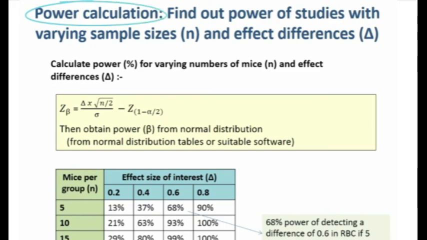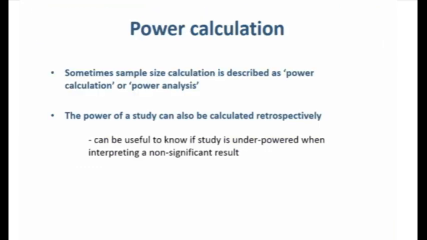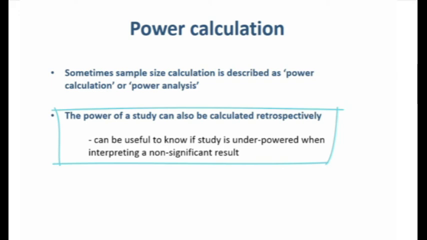Section 4. The power of a study, unveiling the impact of sample size and effect size. Now that we understand how to calculate sample size, let's explore the relationship between sample size, power, and effect size. As we've seen, power is the probability of finding a statistically significant result. The power of a study is influenced by several factors, including sample size, effect size, and the significance level.